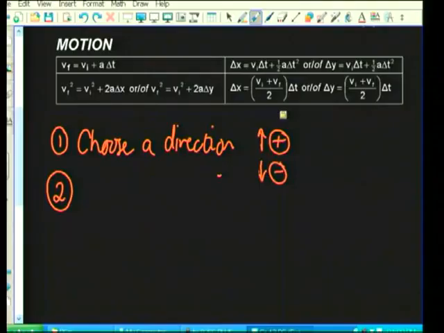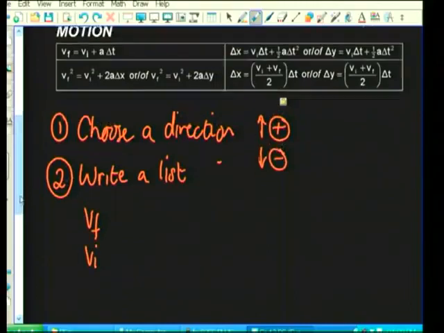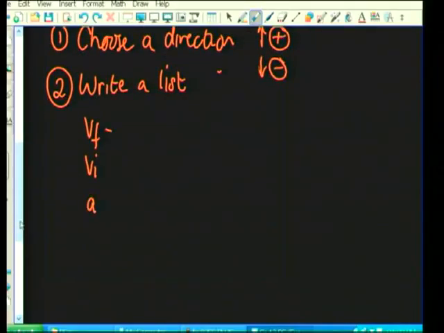The next thing we need to do is, and I'm going to write it as my number 2, is write a list. Now by my list, I mean all of the values that I've been given. So this is the list. V final, V initial, acceleration. Maybe we've been given something about time. In this case, yes, we have. Delta X or delta Y, which in this case is my height, that this camera has been dropped, and that should give us a good start. So we've chosen direction, and number 2, we're writing a list.